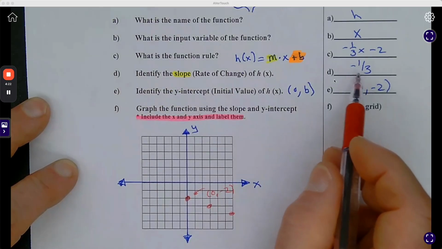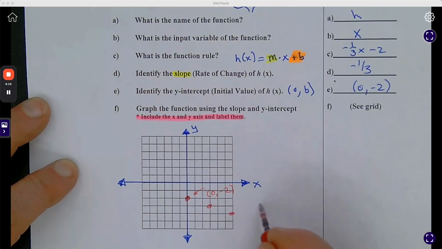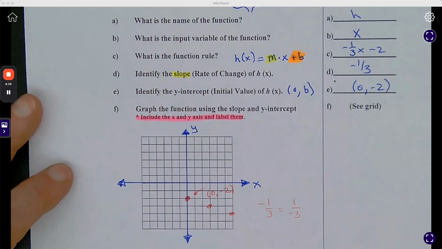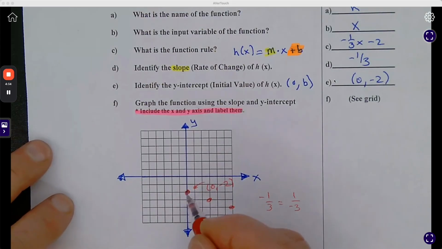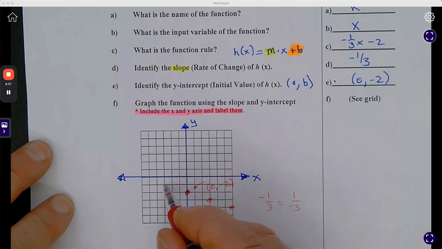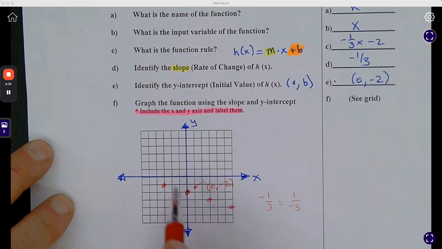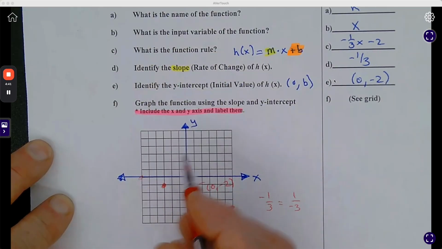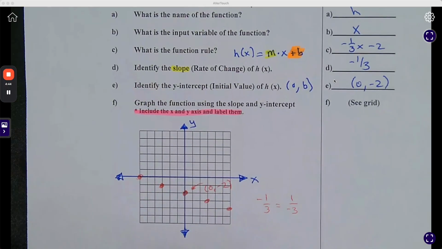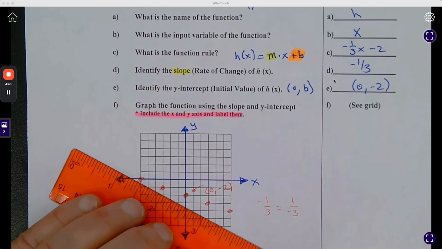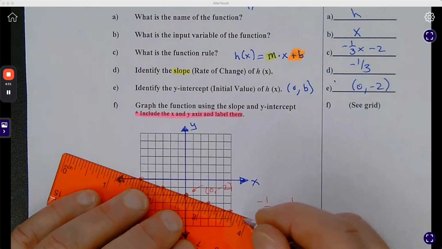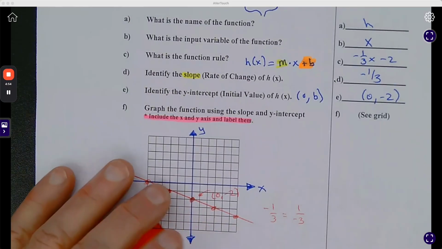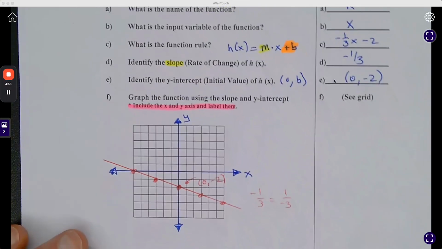If you applied the negative to the run instead of the rise, so that would mean instead of negative 1/3, it would be 1/-3. They mean the same thing, right? But now you're going to go up 1 and then over 3 in the negative. Notice how you still get a point on the line, right? So it still works. So you apply the negative to the rise or the run, not to both, one or the other. Okay, draw that line, graph it all the way through like that.